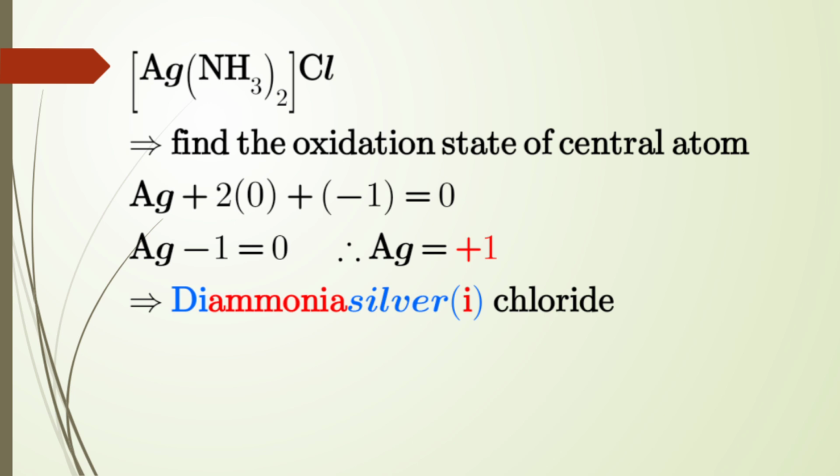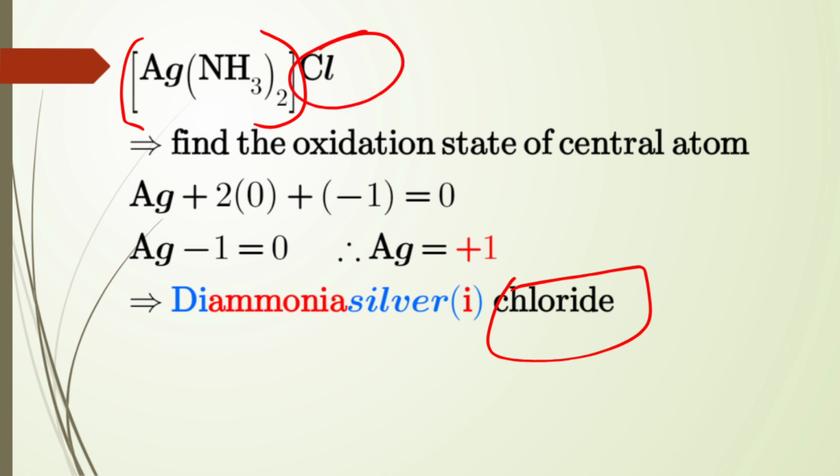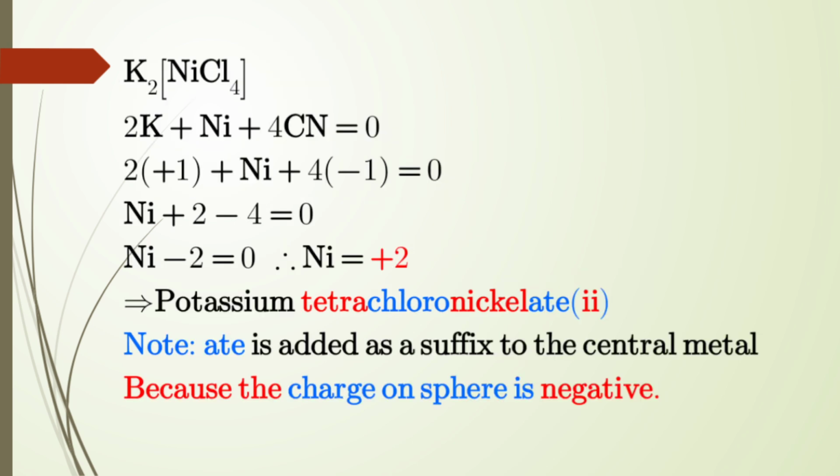And then as you can see, we just put chloride without adding any suffix. This is because if you can see this coordination sphere, it has a positive charge, because the counter ion is negative. I hope you understand this. So now let us see another example.